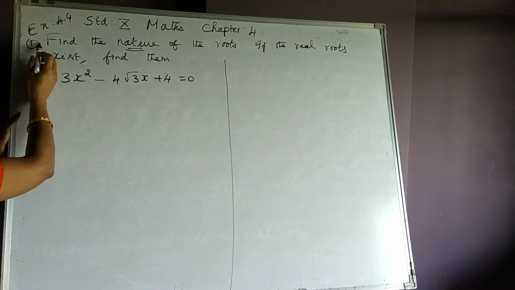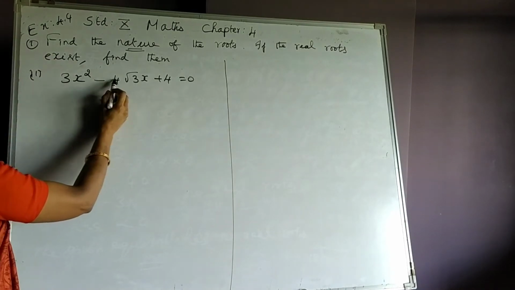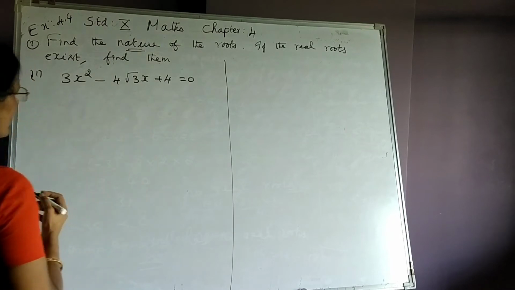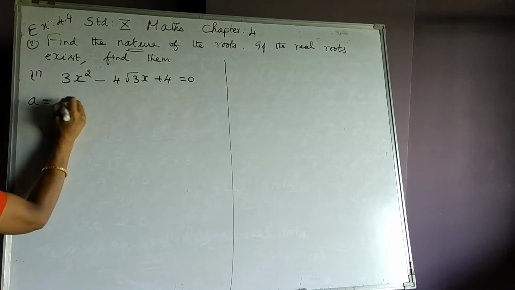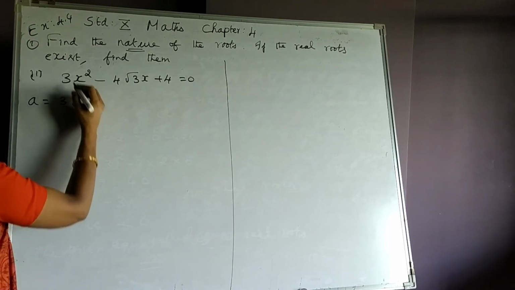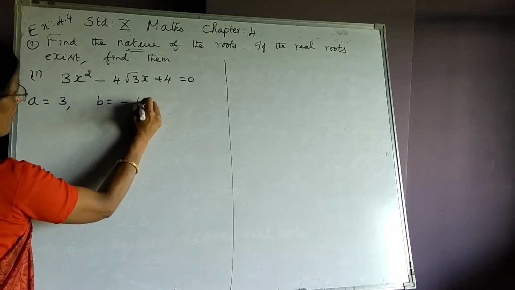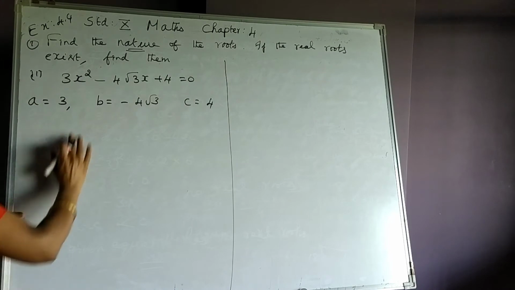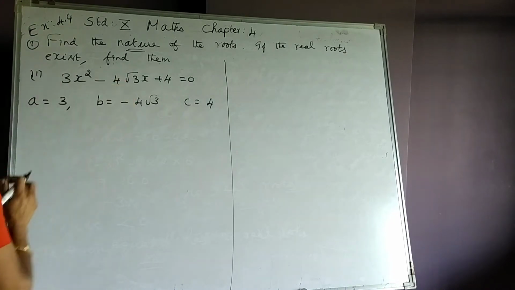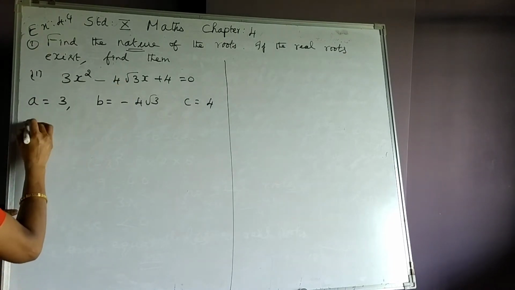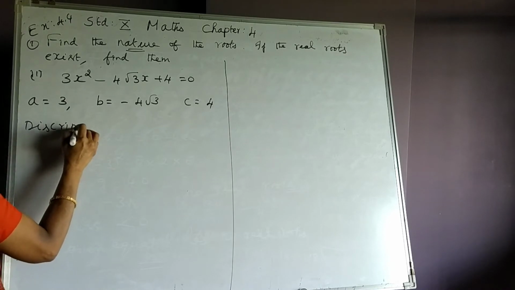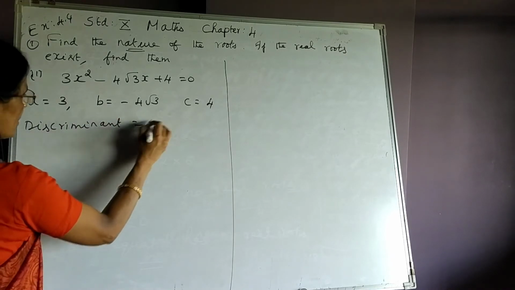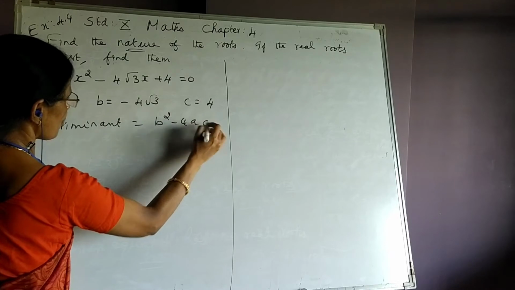The second sum in the same question is 3x square minus 4 root 3 x plus 4 equal to 0. It is in standard form. Identifying a as 3, b as minus 4 root 3, and c equal to 4, by comparing with the standard form of the quadratic equation. Let us find the discriminant, b square minus 4ac.